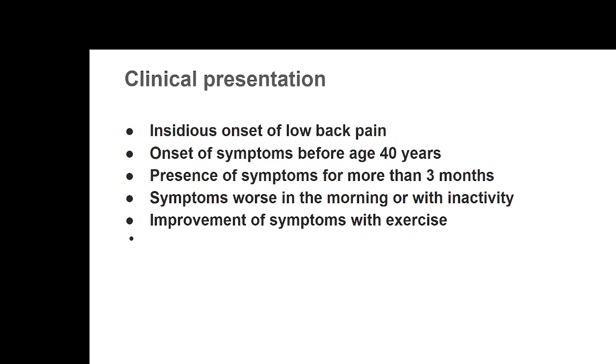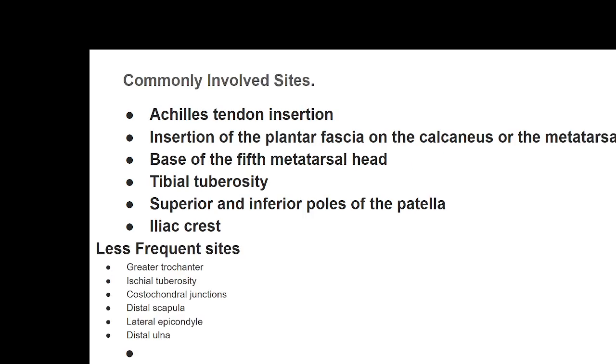The typical clinical presentation of ankylosing spondylitis is initial onset of low back pain, and usually the symptoms occur at a younger age. Symptoms are present for more than 3 months. Symptoms are worse in the morning or with inactivity. Improvement of symptoms with exercise. The commonly involved sites in the beginning would be either the Achilles tendon insertion, or the insertion of the plantar fascia, or calcaneus, which are again very common clinical symptoms in our conditions.